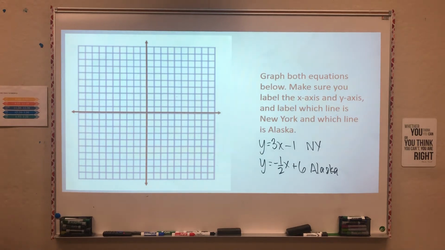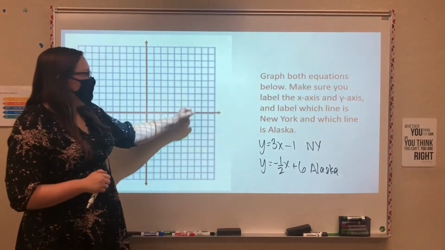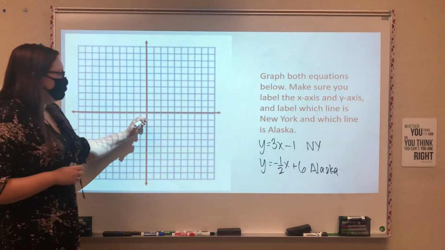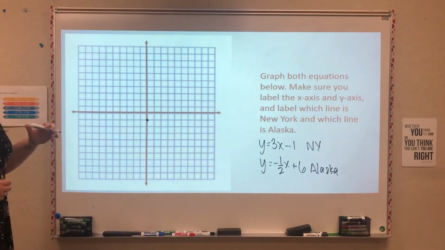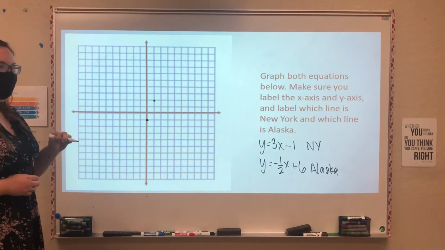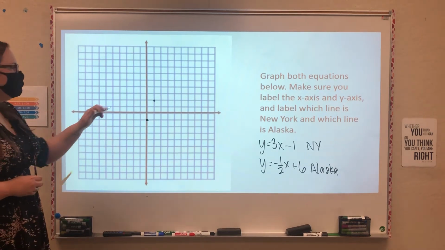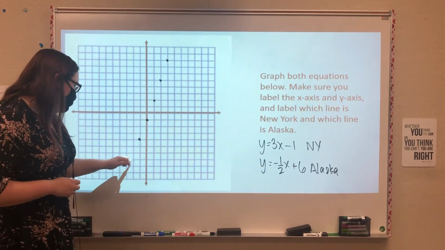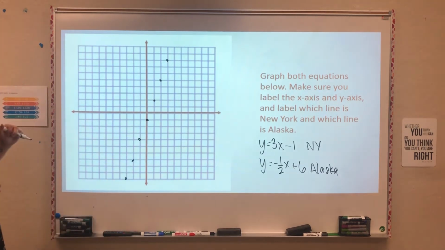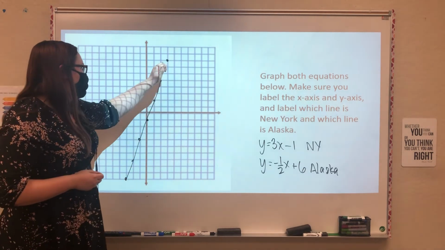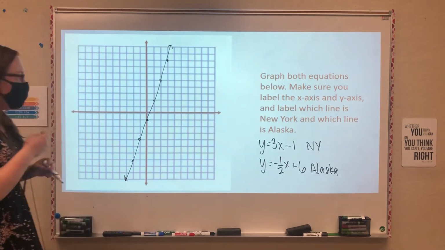So if I wanted to graph that first one, that equation for New York, what would that one look like? So you would start at negative 1 on the y-axis, and you go over 1, up 3, point. Yep. And you would just keep going in both directions till you couldn't anymore. Anything else you want to do? And then fill a line through the dots. Yep. So I'm going to have us pause right here.